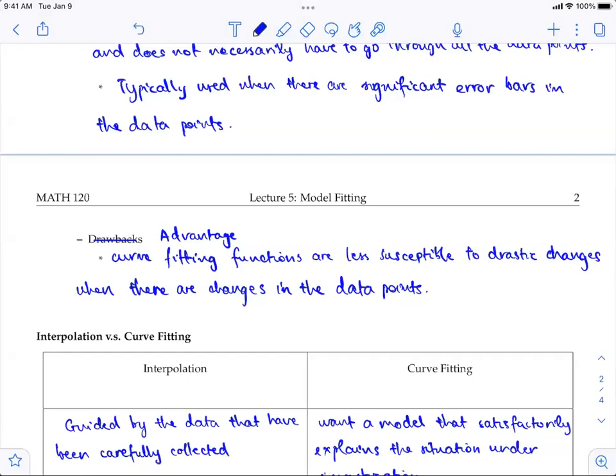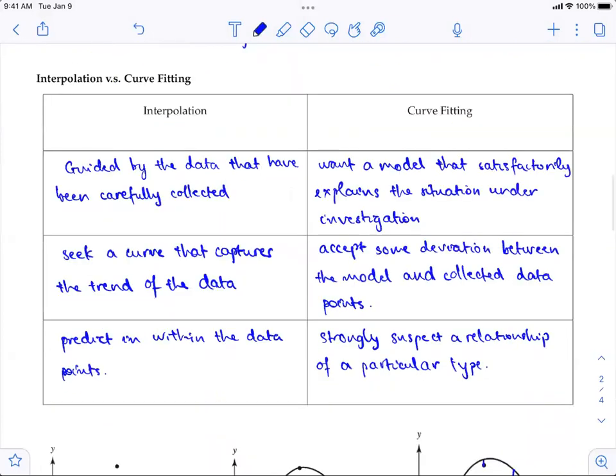Now moving on to the following table, I just want to make a quick comparison here. Interpolation is guided by data that have been carefully collected, but of course, there's always some measurement error. Compared to curve fitting, we just want a model or a curve that satisfactorily explains the situation under investigation. It doesn't have to go through all the data points.